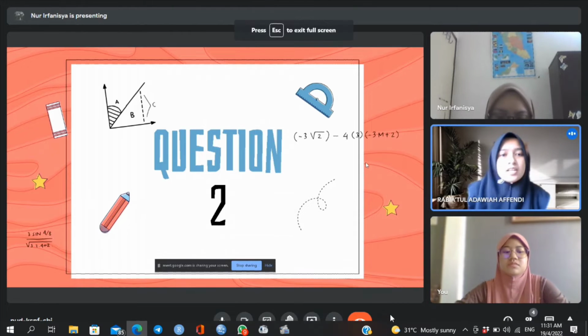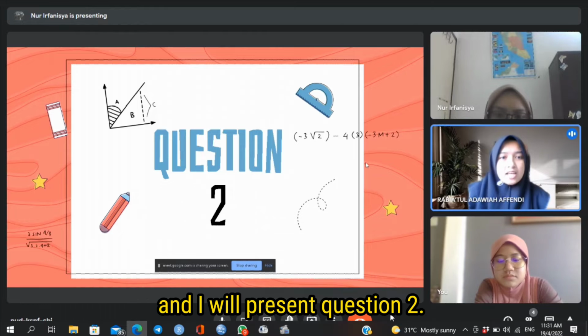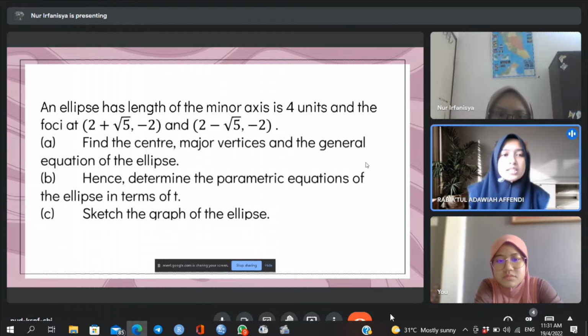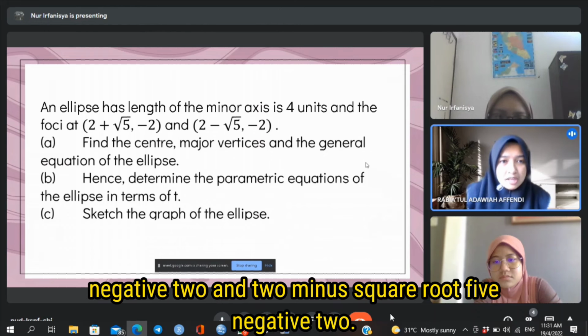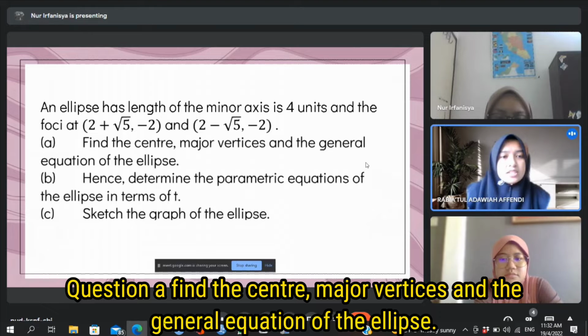Bismillahirrahmanirrahim. Now we proceed with our presentation. My name is Rabiatul Adawiyah, and I will present question 2. Question 2: an ellipse has a minor axis length of 4 units and the foci at (2 + √5, -2) and (2 - √5, -2). Part A asks to find the center, major vertices and the general equation of the ellipse.